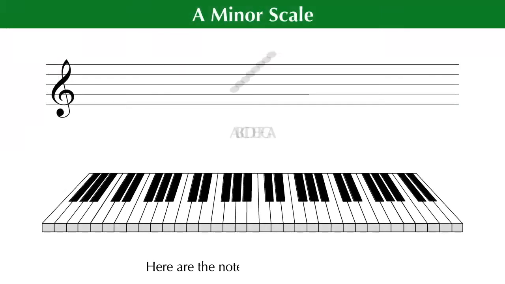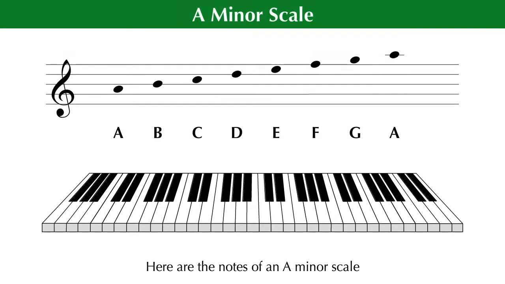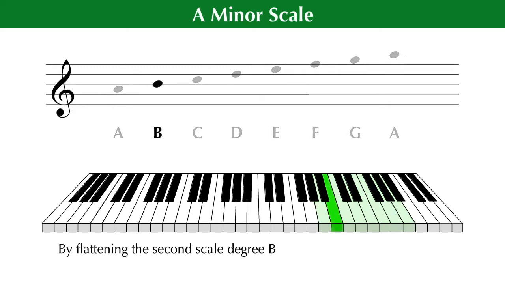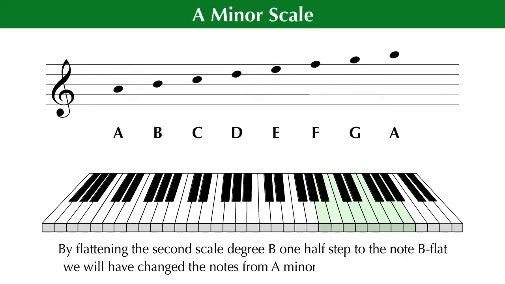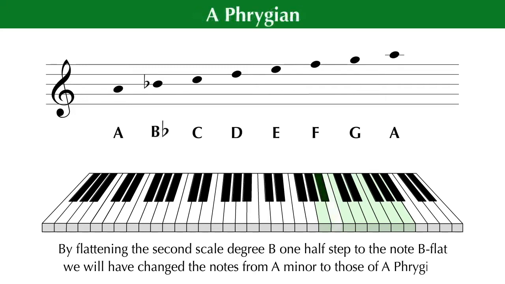Here are the notes of an A minor scale. By flattening the second scale degree, B, 1/2 step to the note B flat, we will have changed the notes from A minor to those of A Phrygian.